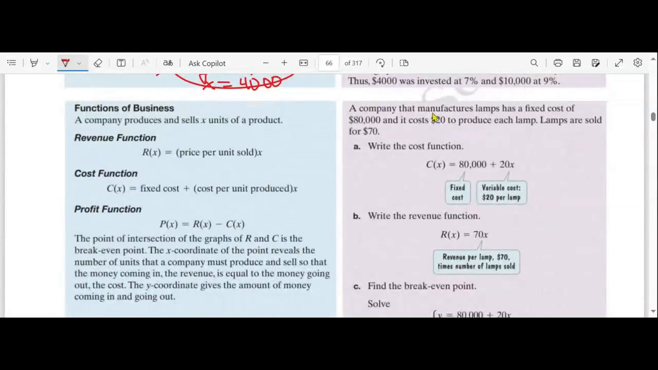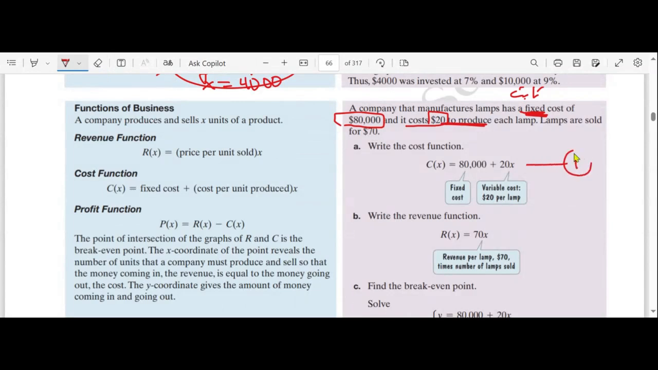Another example: a company that manufactures lamps has a fixed cost of $80,000, and it costs $20 to produce one lamp. You know what fixed cost means, folks? So the total cost will be 80,000 plus 20 times X, because you don't know how many lamps you are producing. Is that clear? So that's your first equation.